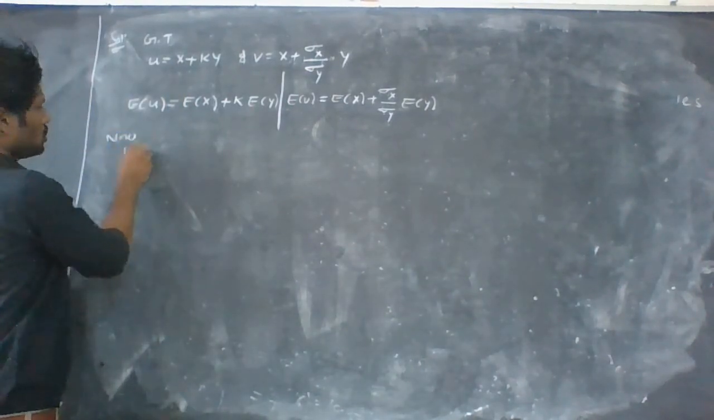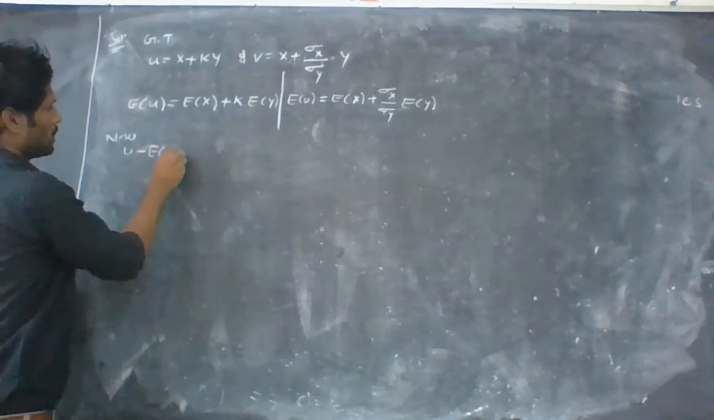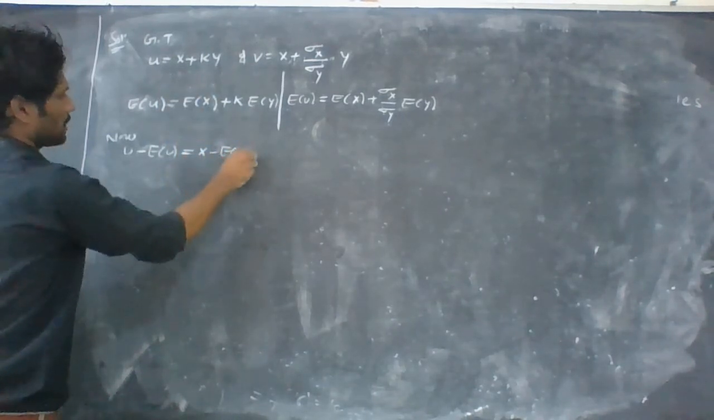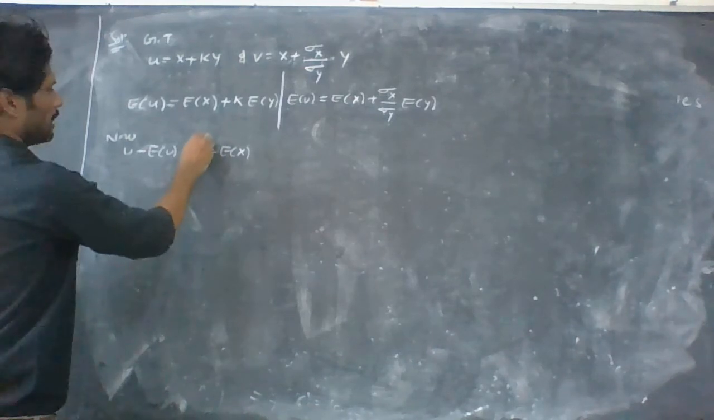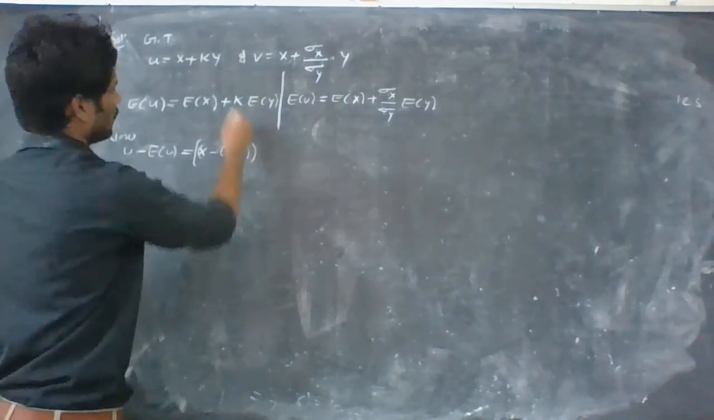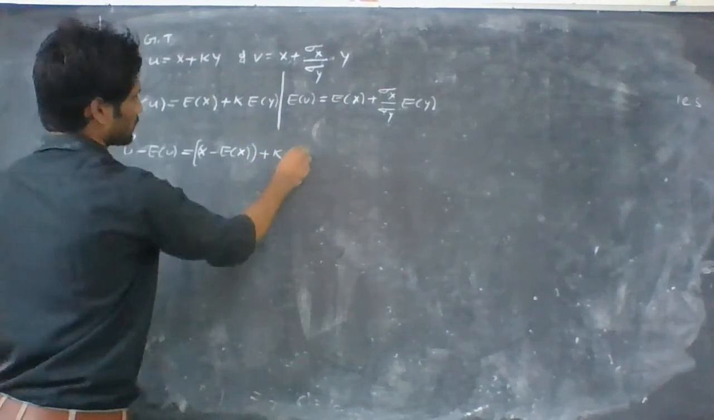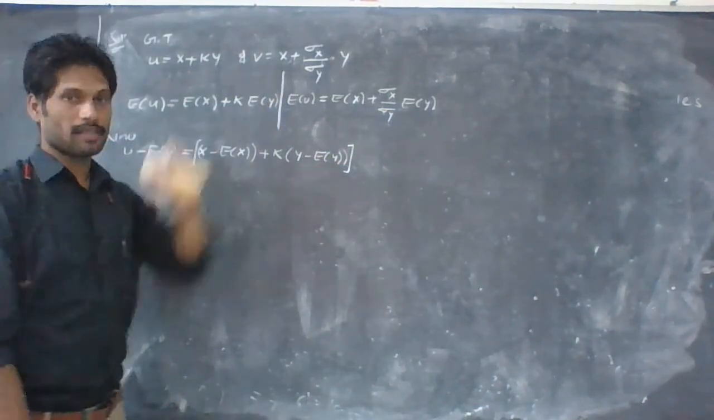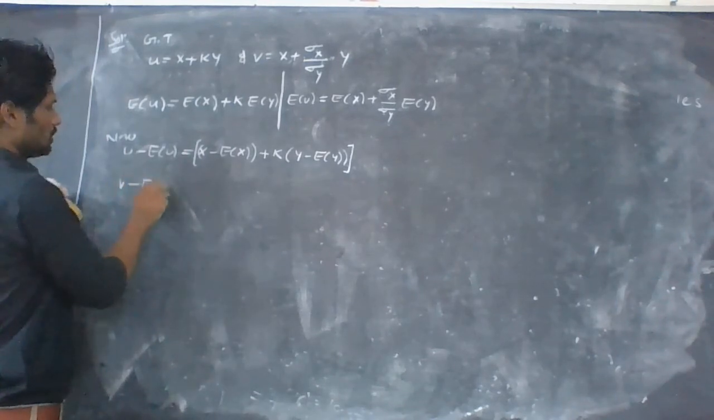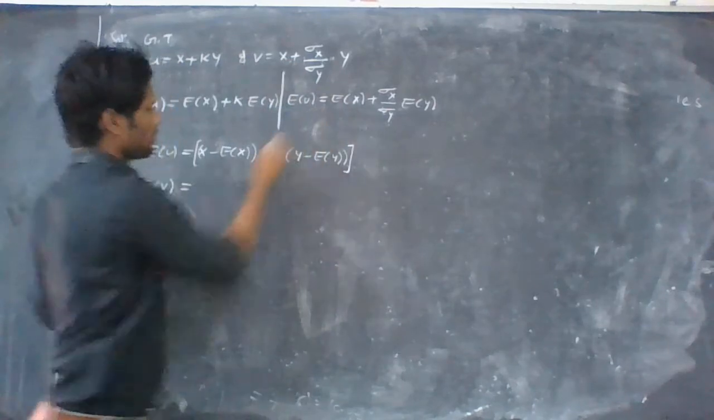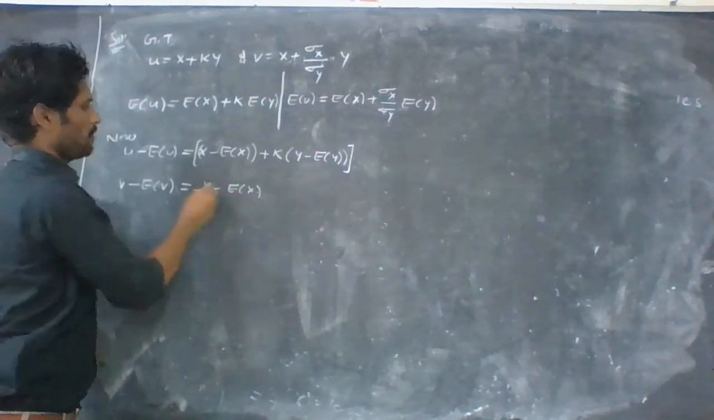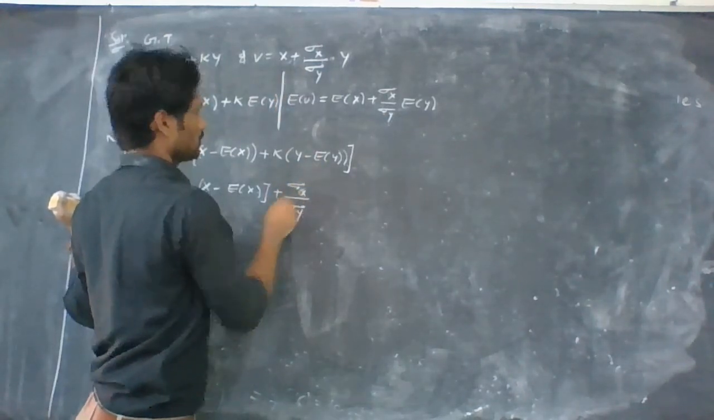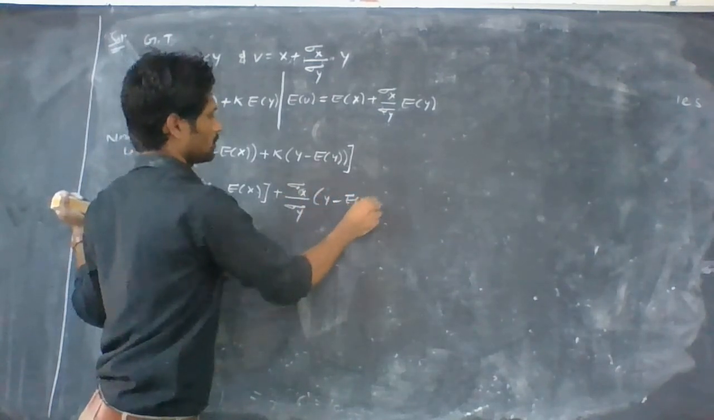Now u minus expectation of u is equal to x minus expectation of x plus k common, y minus expectation of y, and also v minus expectation of v is x minus expectation of x plus sigma x by sigma y into y minus expectation of y.